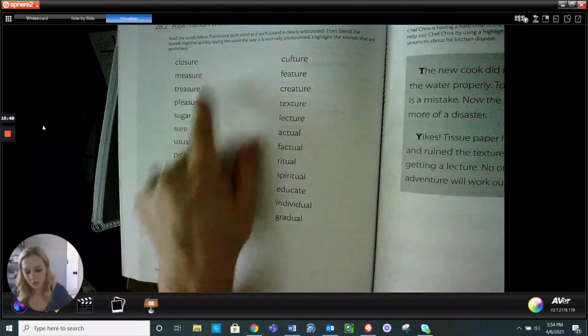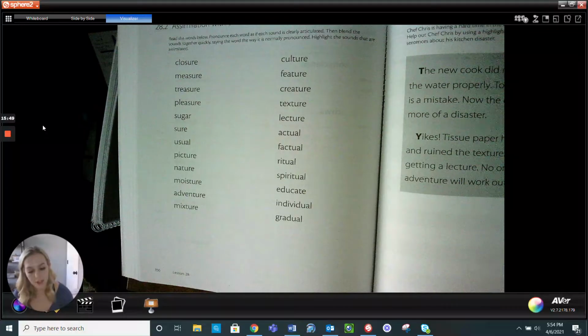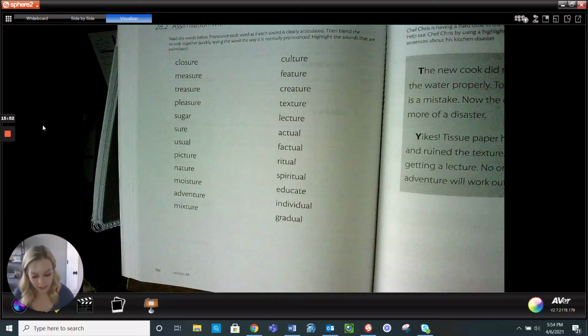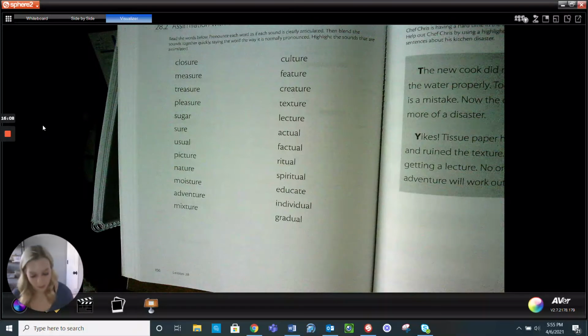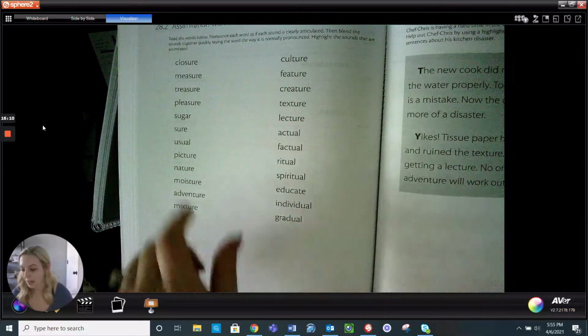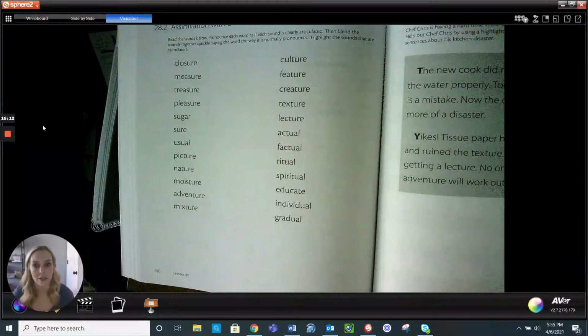All right, read the words below. Pronounce each word as if each sound is clearly articulated. Then blend the sounds together quickly, saying the word the way it is normally pronounced. Highlight the sounds that are assimilated, or you can put a box around them if you only have a pencil handy. All right, let's do the first four together, okay?